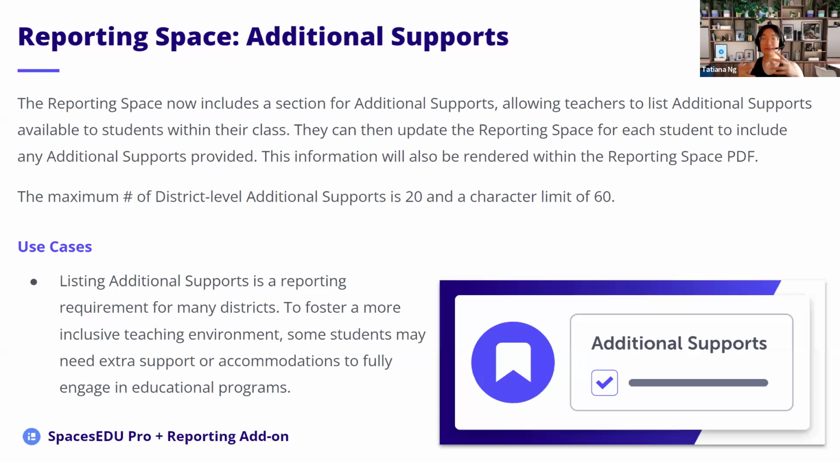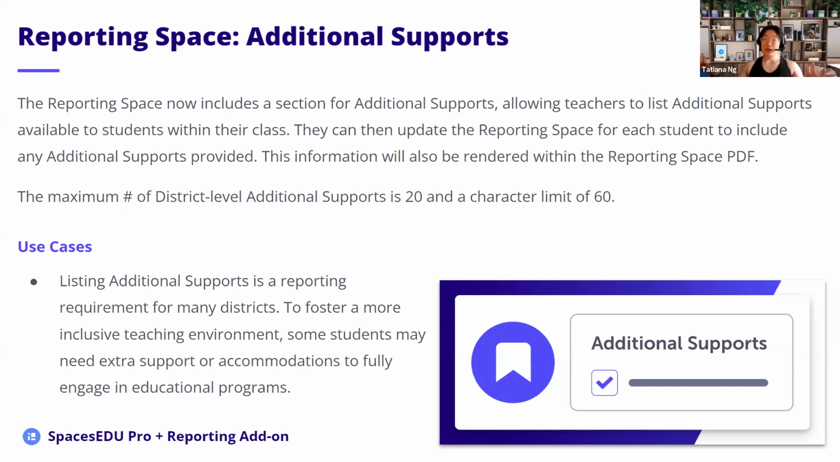One of the additional elements that we've included is additional supports. So now district administrators can request to have additional supports added in the back end so that teachers are able to then have them listed and available within individual students' reporting spaces. What this would look like is your district administrator would have a list of additional supports, things like IEP, ELL, etc., available in the back end. And as the educator, you would be able to select which ones you would want to appear in the student's summary within their reporting space.